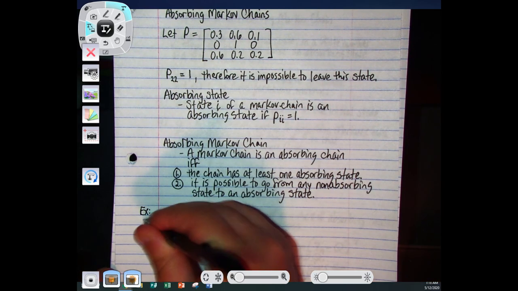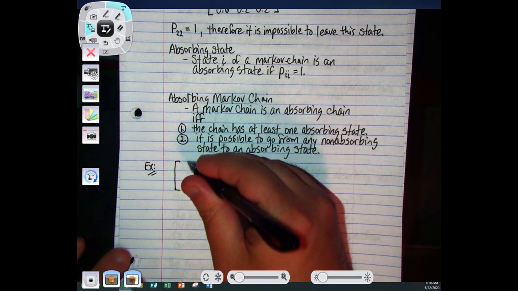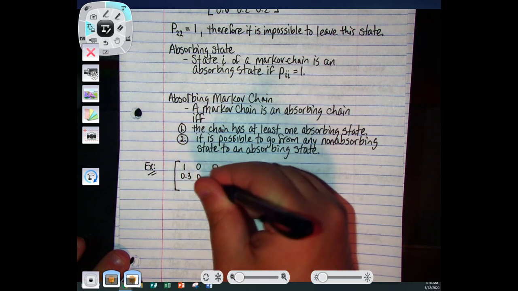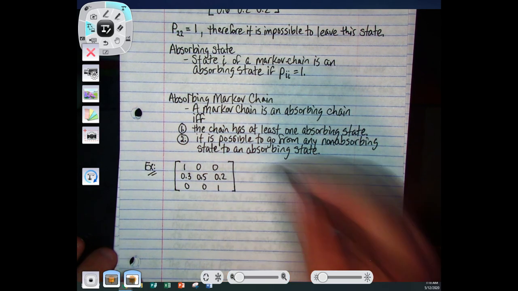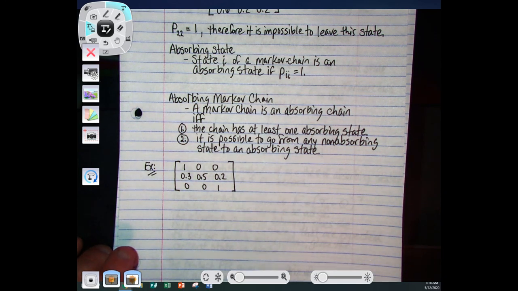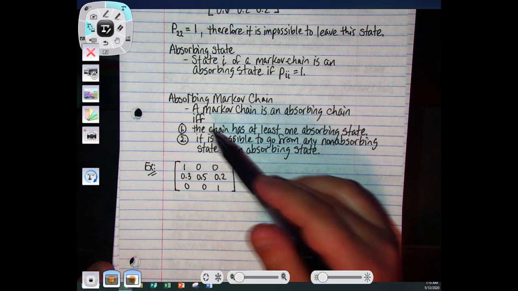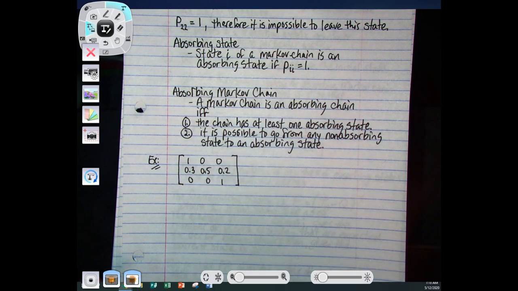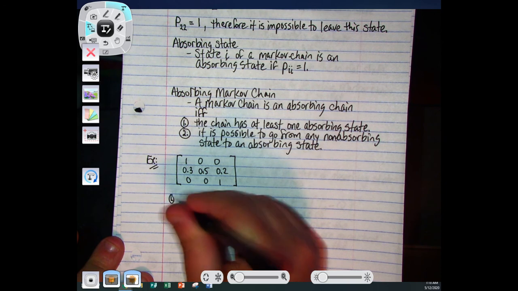So, for example, if I give you the transition matrix 1, 0, 0, 0.3, 0.5, 0.2, 0, 0, 1, and they're going to ask you to determine, is this absorbing? Well, again, the idea is this. First of all, do I have at least one absorbing state? The answer to that is yes. We have two absorbing states. State 1 and state 3 are absorbing. So that's the first check.